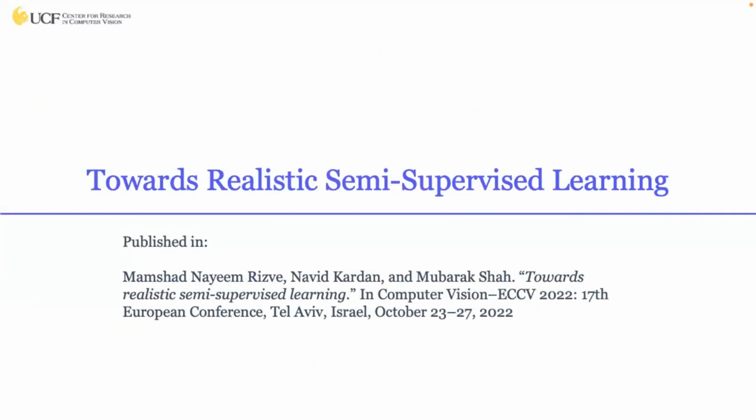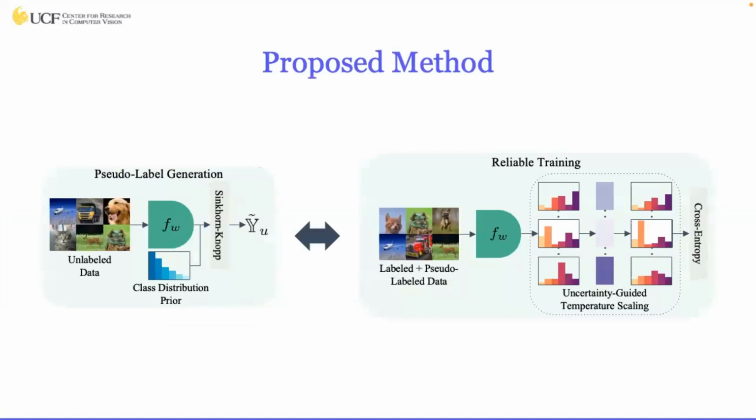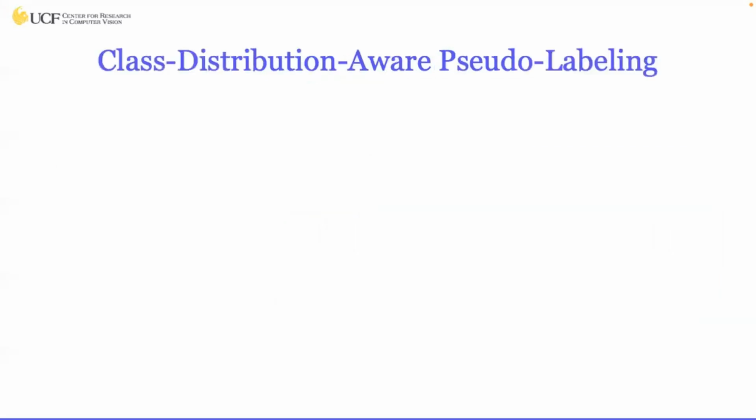This work was published in ECCV 2022 and was selected for oral presentation. From a high level, this solution has 2 steps, not stages. One is pseudo-label generation, where we generate pseudo-labels for the unlabeled data by using the Sinkhorn-Knopp algorithm while taking class distribution prior into account. Once we have the pseudo-labels generated, we perform reliable training with the generated pseudo-labels while taking uncertainty into account.